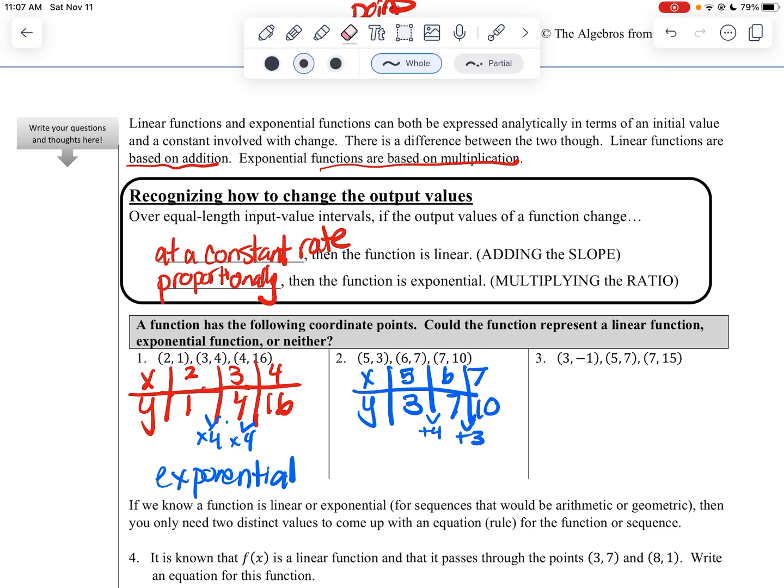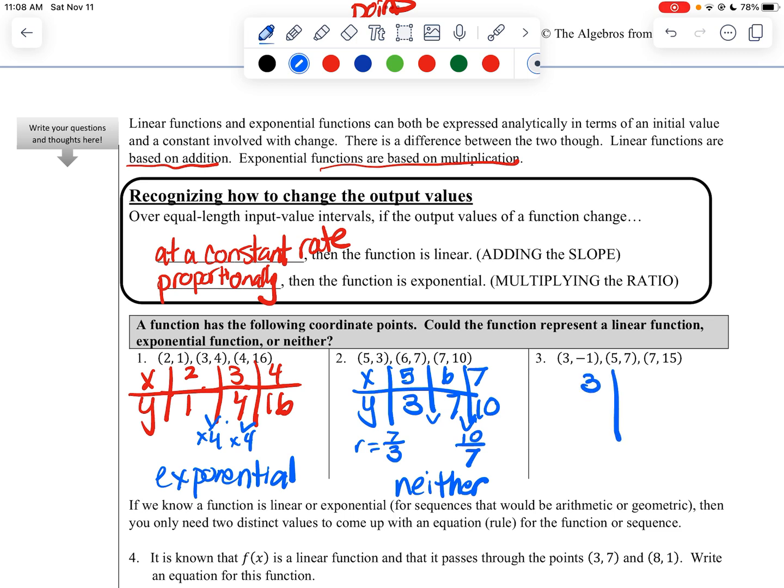And how would we figure out if it has a common ratio? Well, remember, our ratio would be 7 divided by 3. Well, is that the same as over here? 10 divided by 7, a term divided by the one before. It's not the same, so this one would be neither.